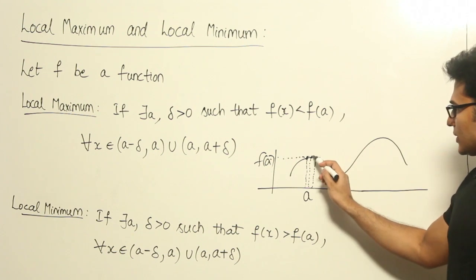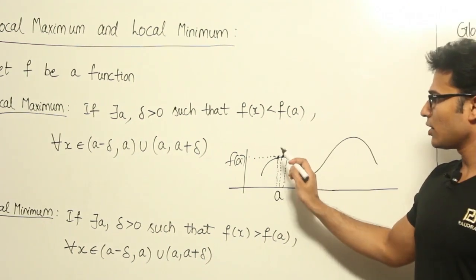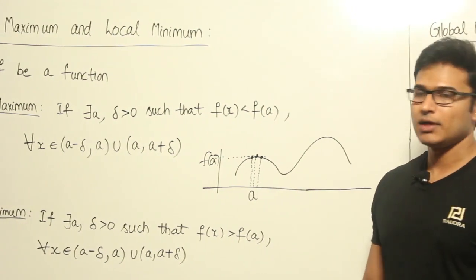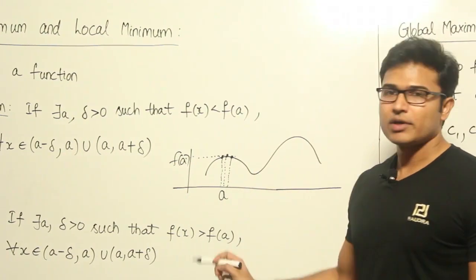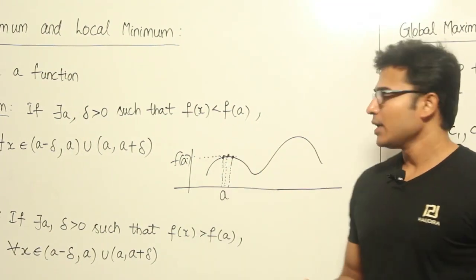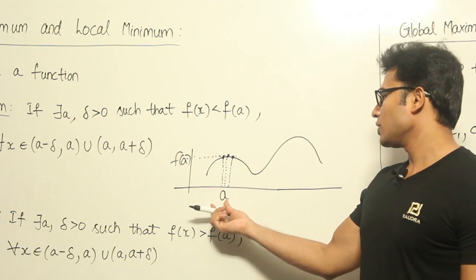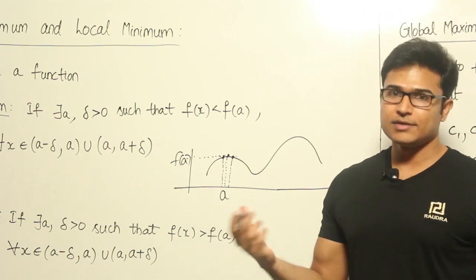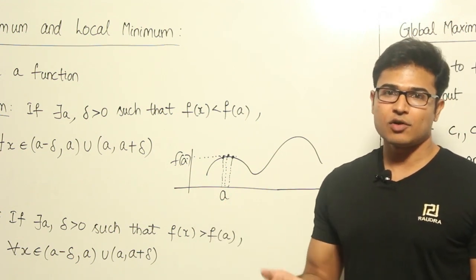If you can find any such point, then that is called a local maxima, right? Why? Because in the neighborhood it is the maximum value. And it need not be the only point existing like that. There can be any number of points like that.